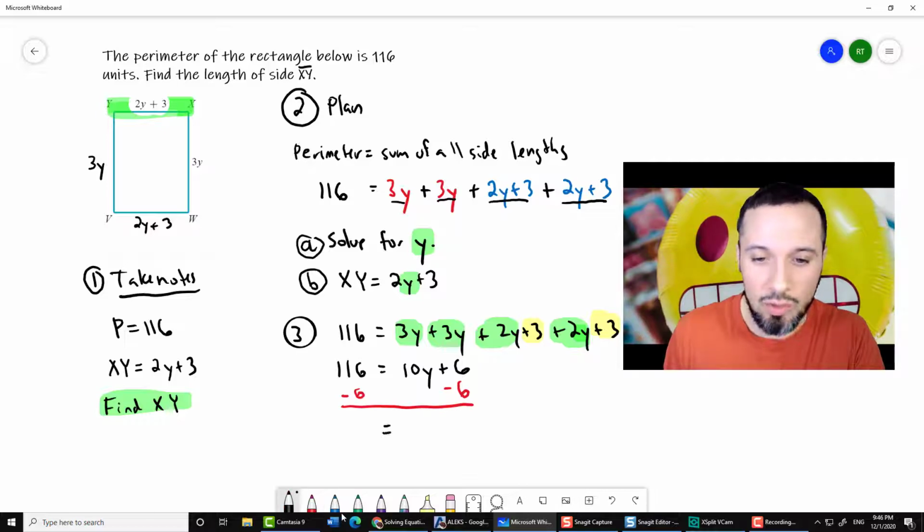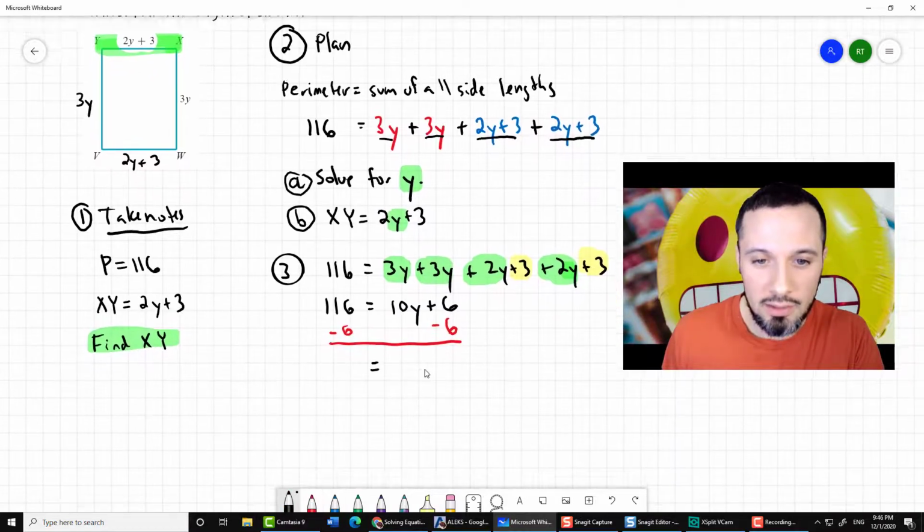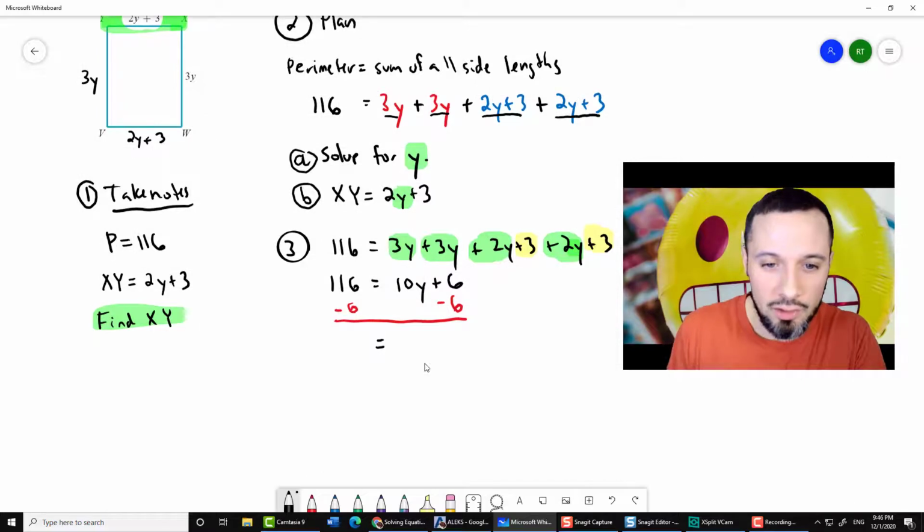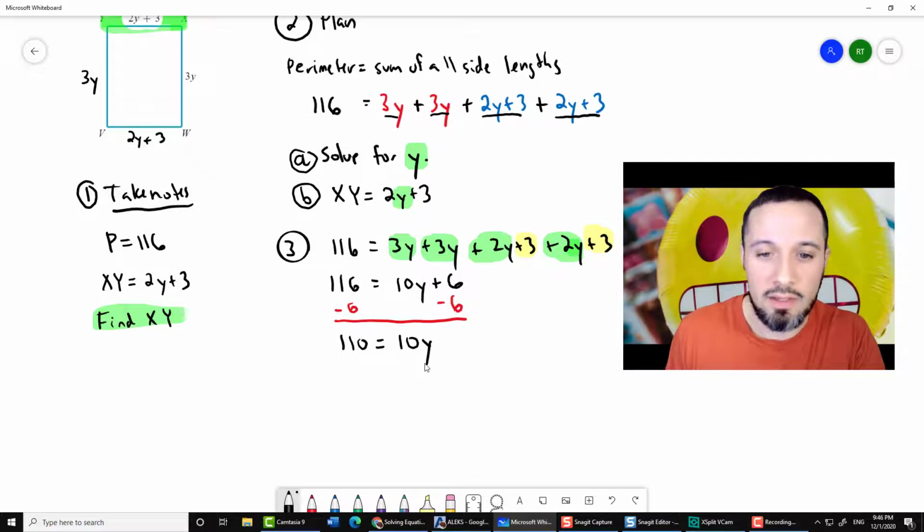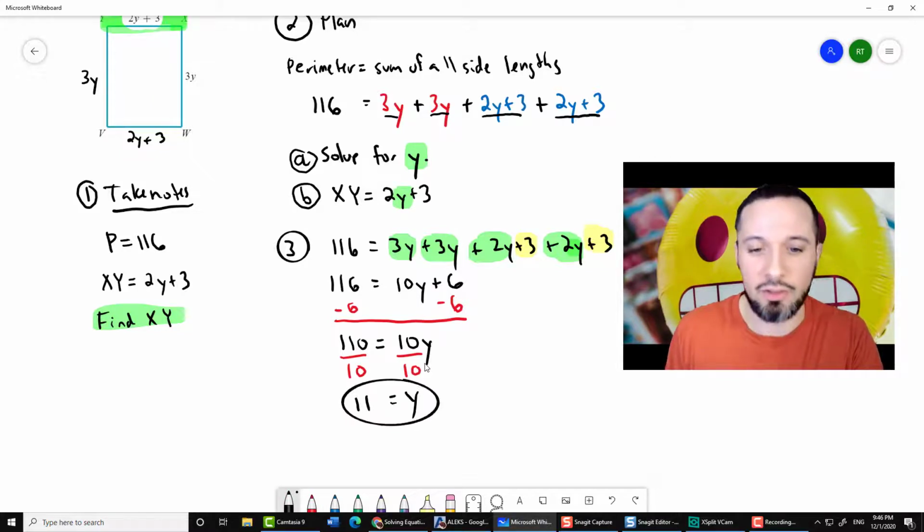And we're going to get, let me just slide this down a little bit, 110 equals 10y. And then the last step, division property, so I'm going to divide both sides by 10 so that I can get 1y equal to 11. And that's my final answer there.